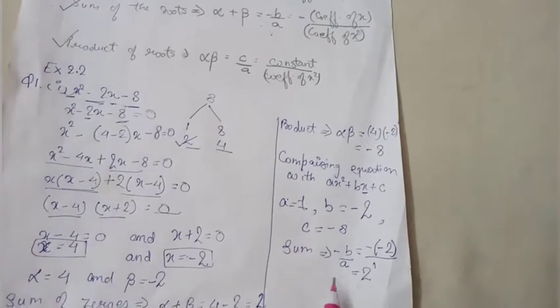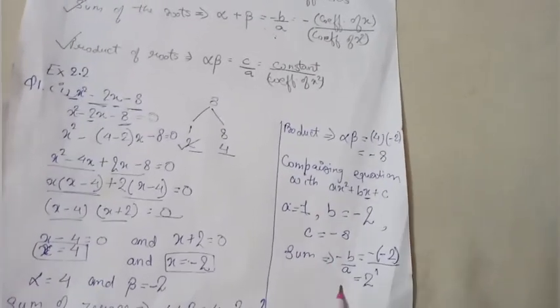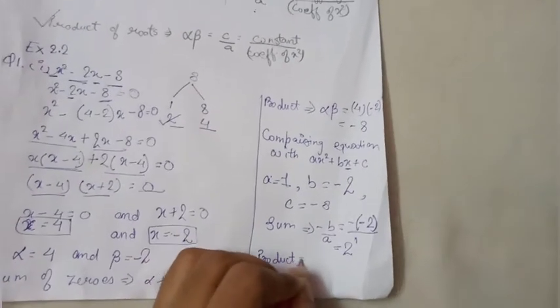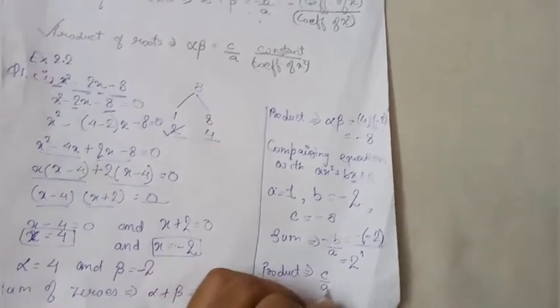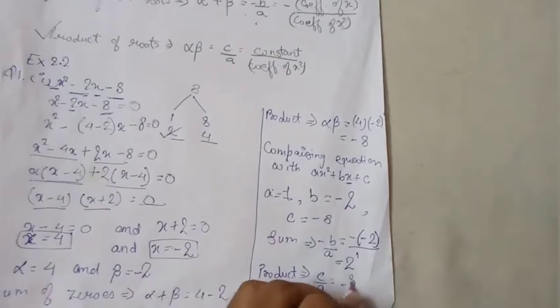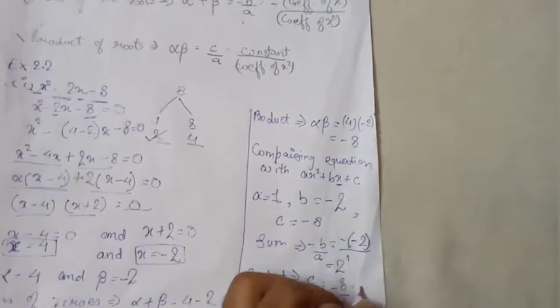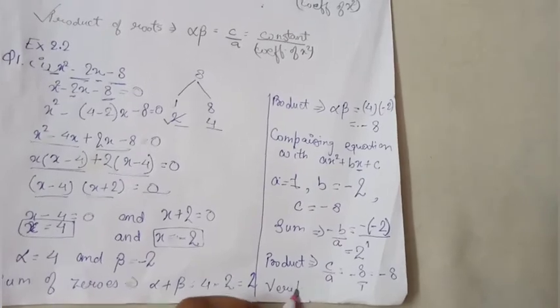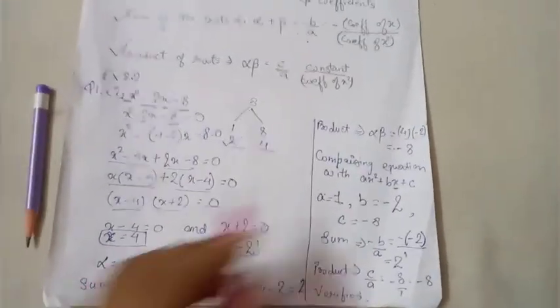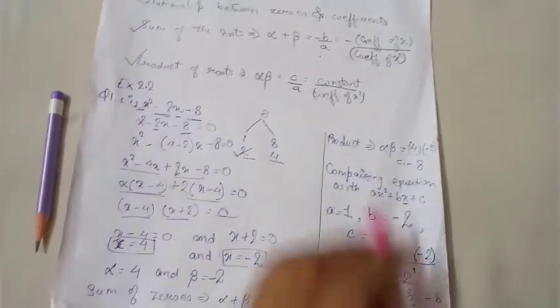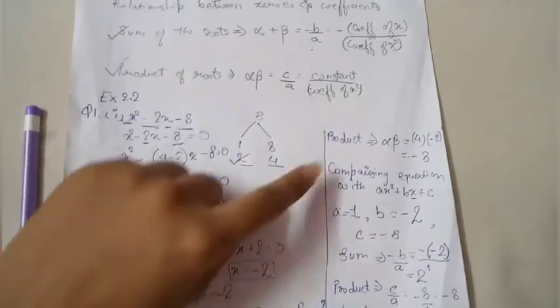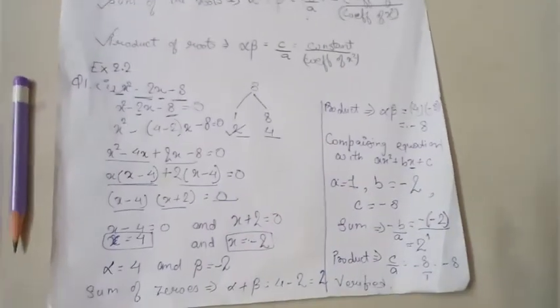Alpha plus beta is equal to minus b upon a. And similarly for the product, it is c upon a. C is minus 8 upon 1, which is minus 8. Again alpha beta is equal to minus 8. So it is verified. You need to just do the whole sum step by step according to me, and then you can get full marks.